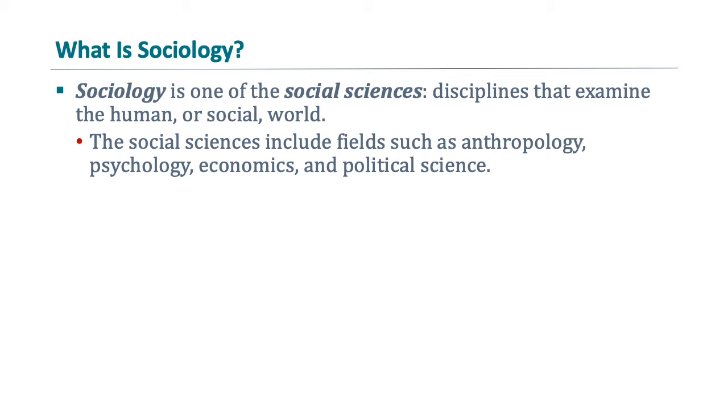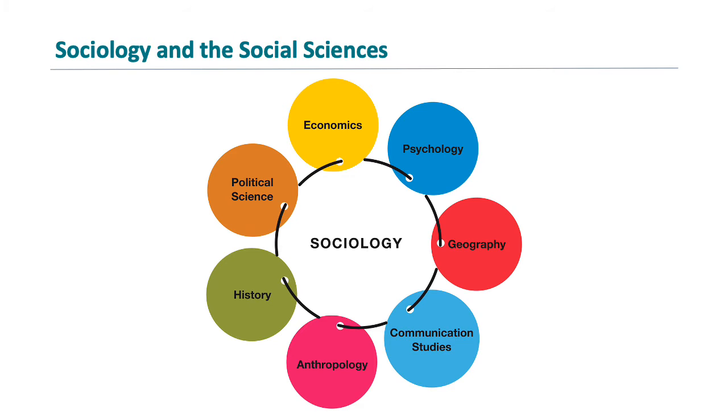Social scientists and natural scientists even use many of the same research methods, including the scientific method. Social scientists employ many different kinds of research methods, which we'll learn about in Chapter 2. This figure can be found in your textbook. It is figure 1.1, and it shows sociology and the social sciences.